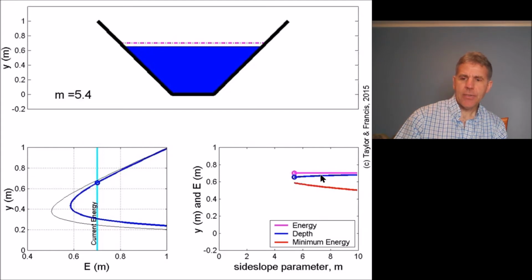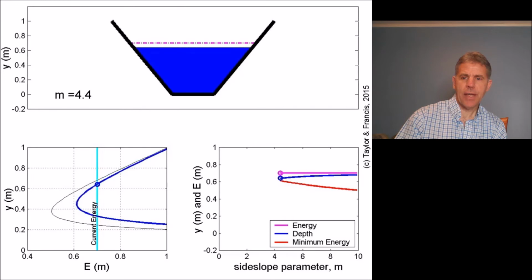You can see that the blue curve, which is the depth curve, is trending downwards ever so slightly, and that's because for the current EY diagram, even though energy is fixed, you can see that the EY diagram currently resides just a little bit below the initial EY diagram. So depth is diminishing with time, even though energy is fixed. And you can again see that the minimum energy is trending upwards. Let's let the animation go a little bit further.